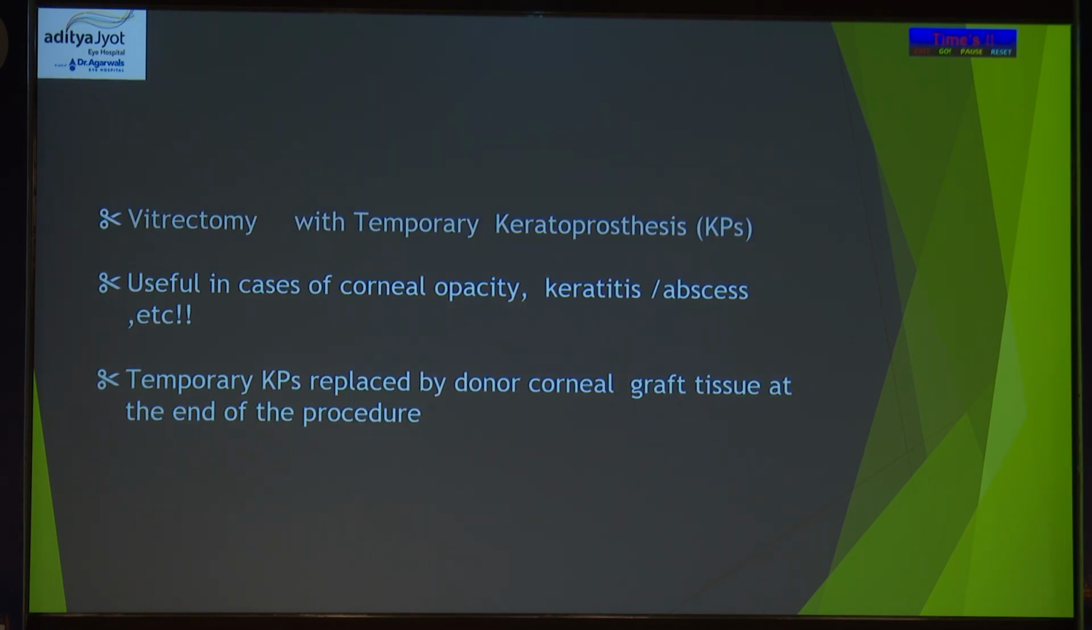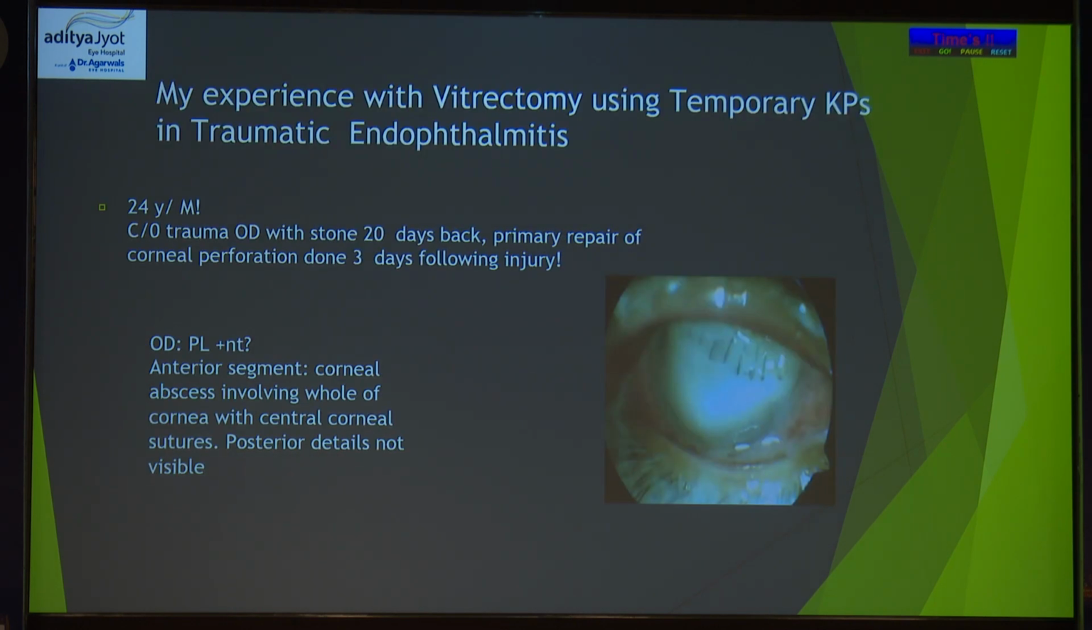So vitrectomy many times has to be done with a temporary keratoprosthesis because the cornea is involved. You can see here a 24-year-old male with a stone injury 20 days earlier, and primary corneal perforation repair done 3 days following the injury, and perception of light was doubtful. The anterior segment had a corneal abscess involving the whole of the cornea.